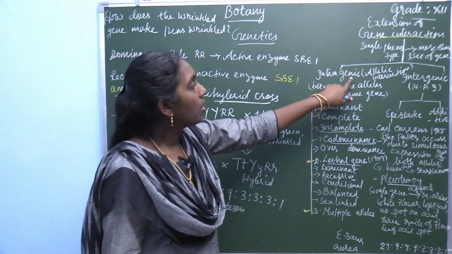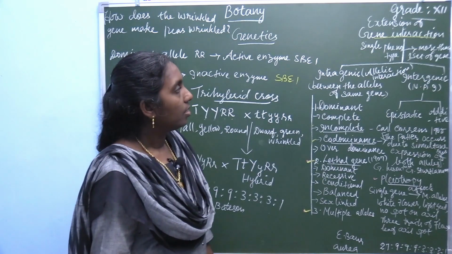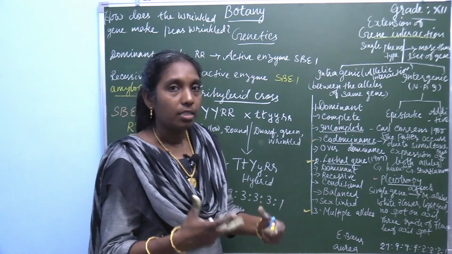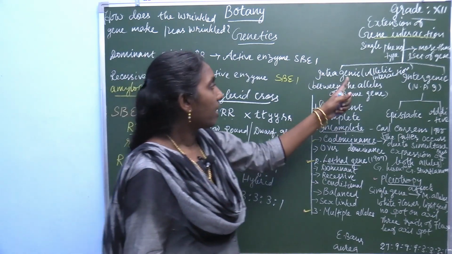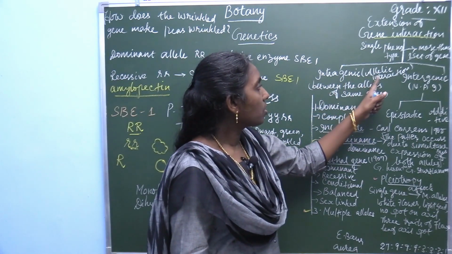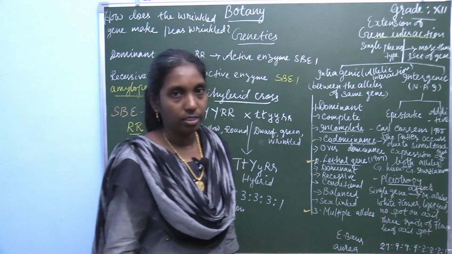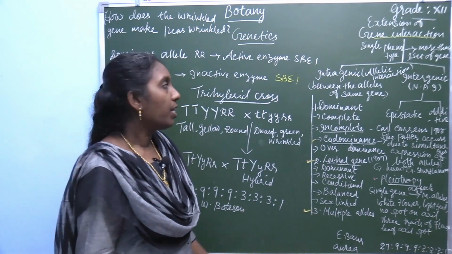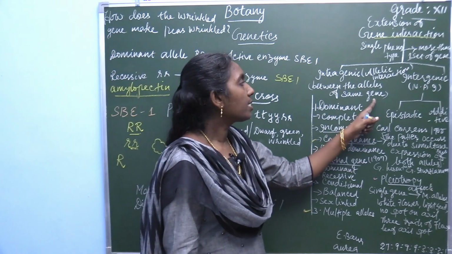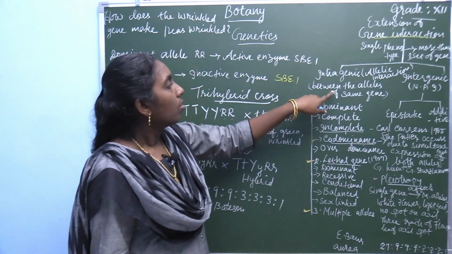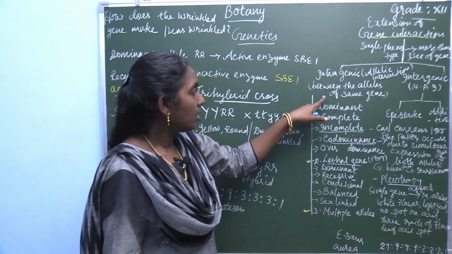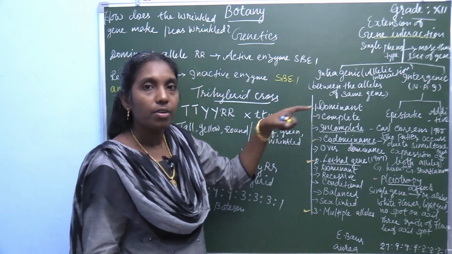So, intragenic interactions are otherwise called allelic interactions. That means interactions between the alleles of the same gene. The interactions of the genes between the alleles of the same gene.